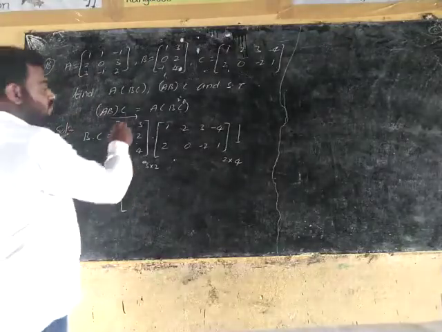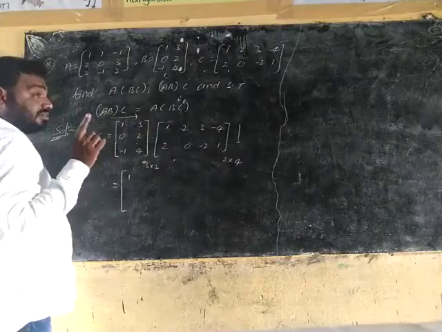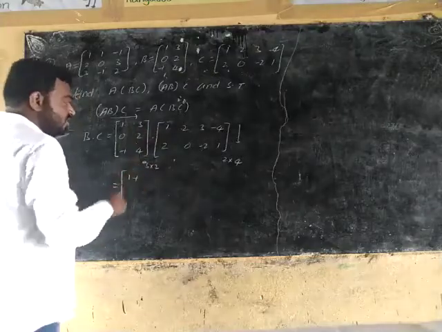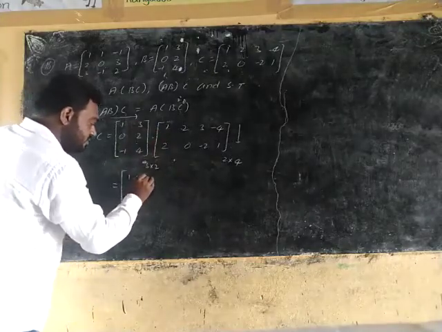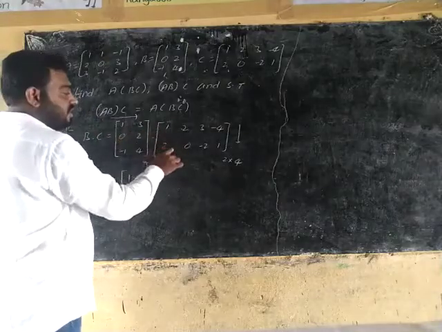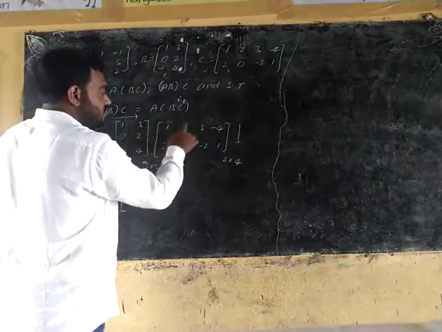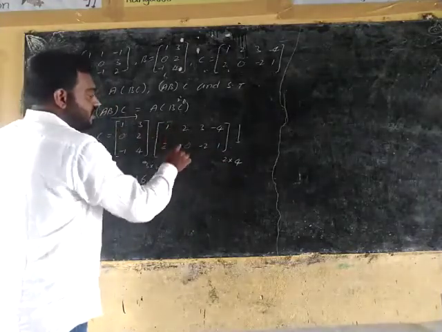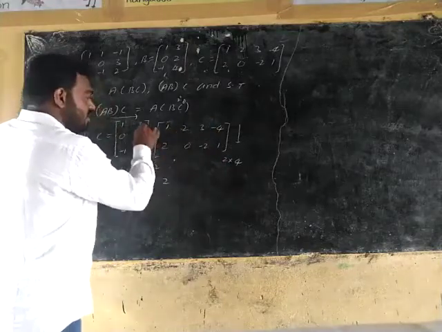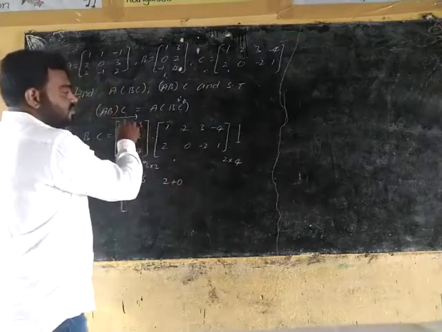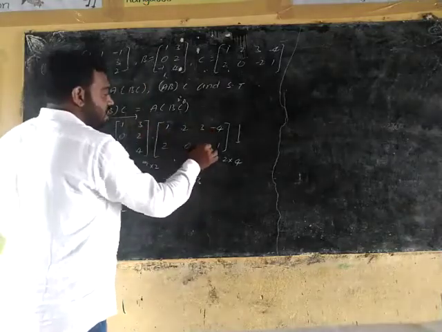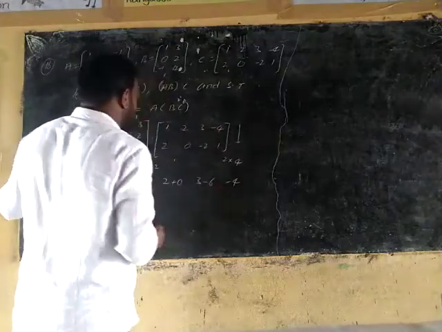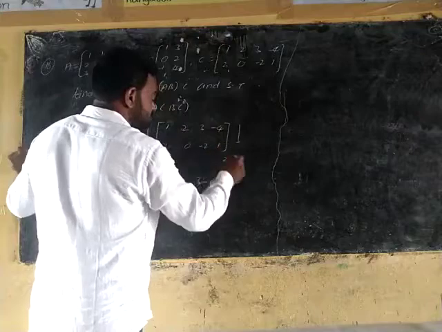1 into 1, 1, plus 3 into 2, 6. This is first row into first column, finished. Then first row into second column: 1 into 2, 2, plus 3 into 0, 0. Next, 1 into 3, 3, plus 3 into minus 2, minus 6. Next, 1 into minus 4, minus 4, plus 3 into 1, 3. This is the first row multiplied with all the columns.